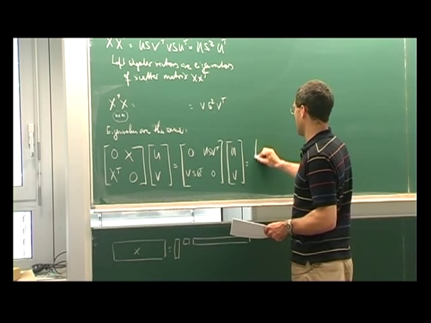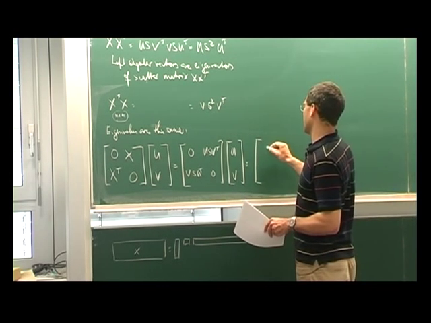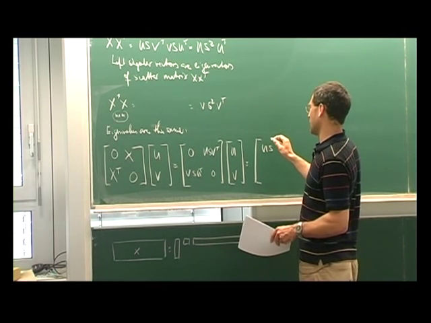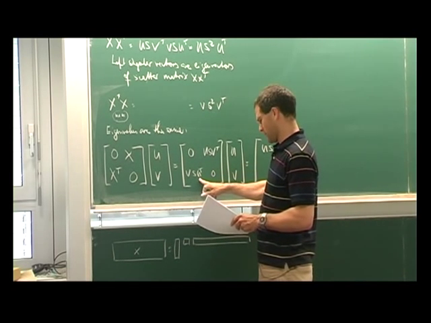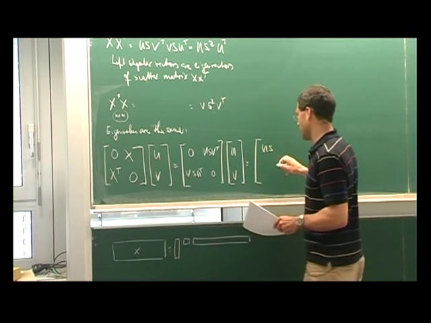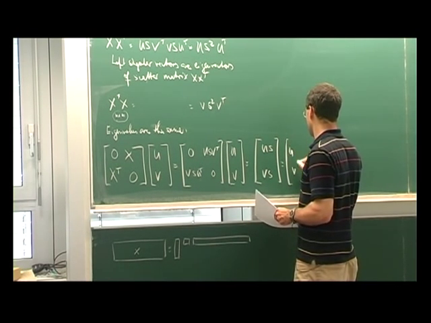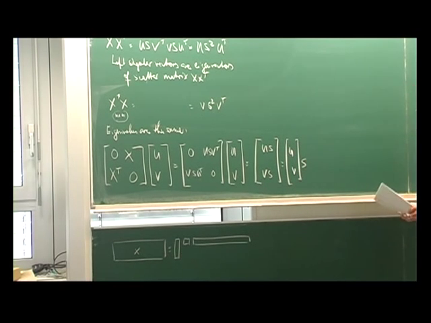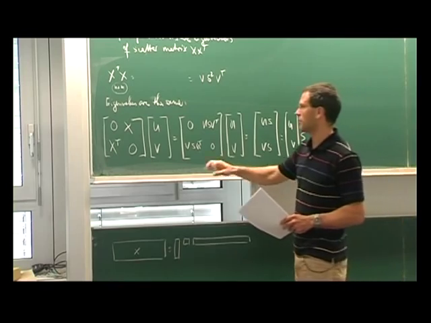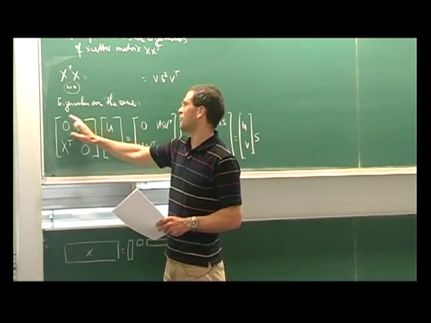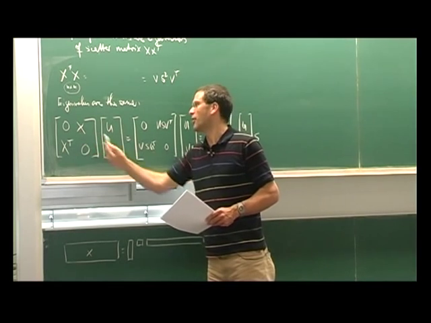And now taking this matrix vector product, we get 0 and US, and down here we find VS. So, in other words, what you see here is an eigenequation, and the eigenvectors of this matrix are the stacked left and right singular vectors of that part of the matrix.